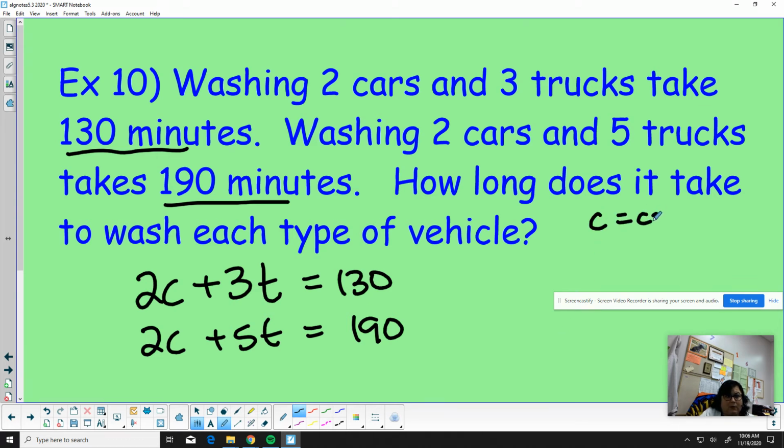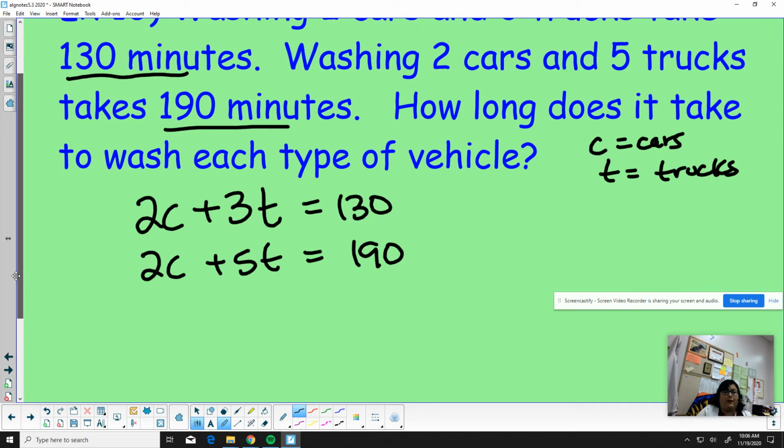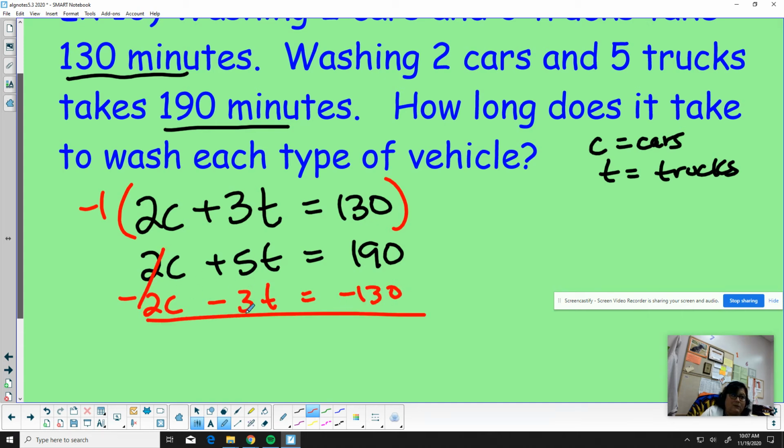Obviously, I made C cars and T trucks. So I like to do that instead of x and y when I can, because then when I'm done, I know exactly which one I'm talking about. All right, so these are the same. They're just not the same sign. So I'm going to multiply the top one this time by -1. So that's -2C minus 3T equals -130. C's cancel. This is 2T. This is 60. So T is 30. So the number of trucks is 30.